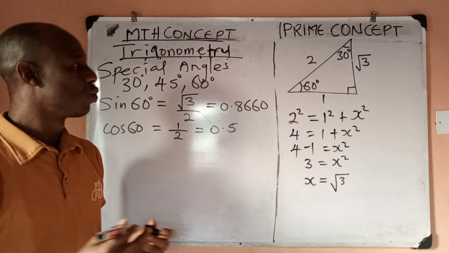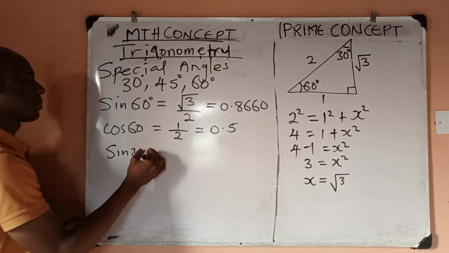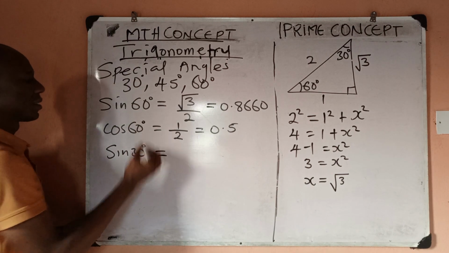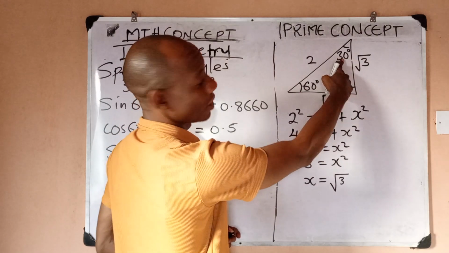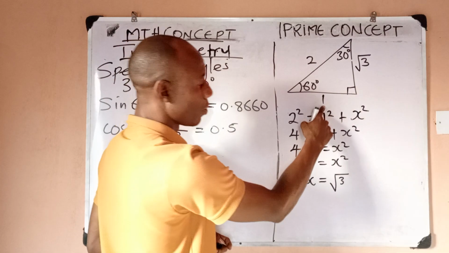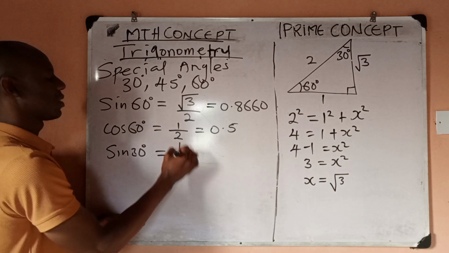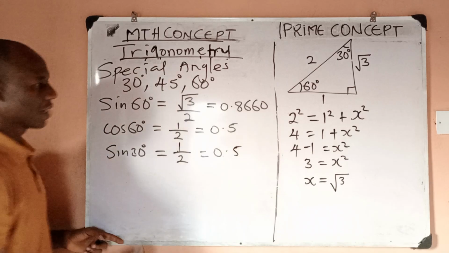Yes. Now, we want to also see, let's get sine 30 degree. Sine 30 degree is also opposite. This is 30 this time around. And opposite to 30 is what? 1. So sine is opposite over hypotenuse, which is 1 over 2, the same as 0.5.